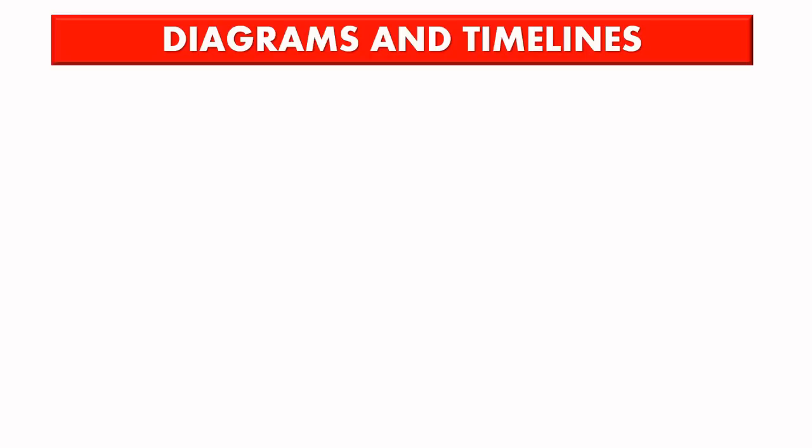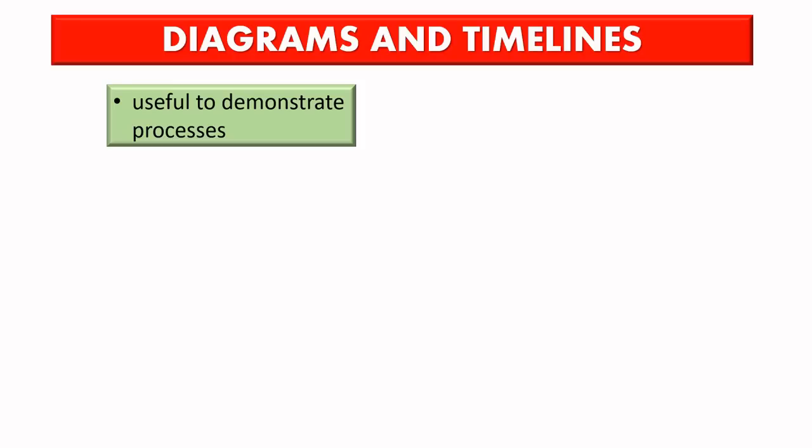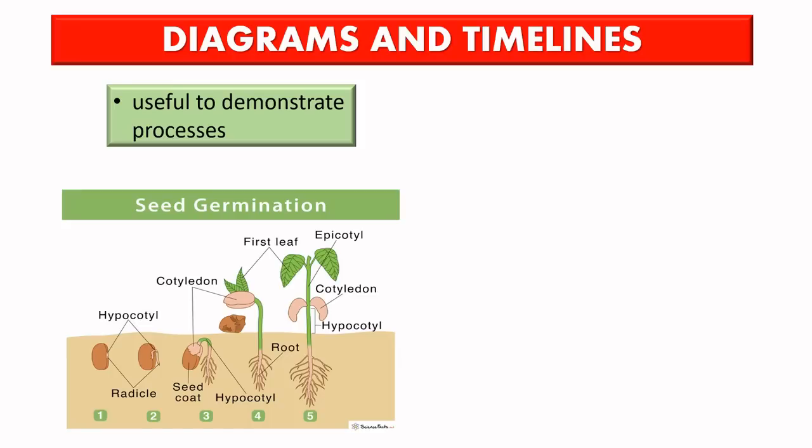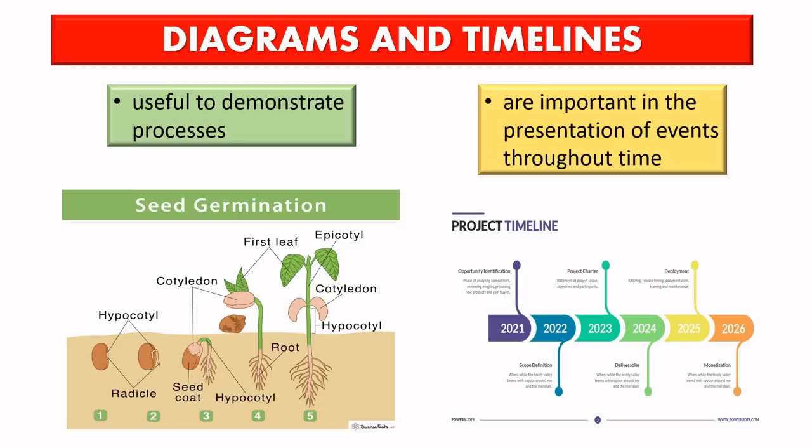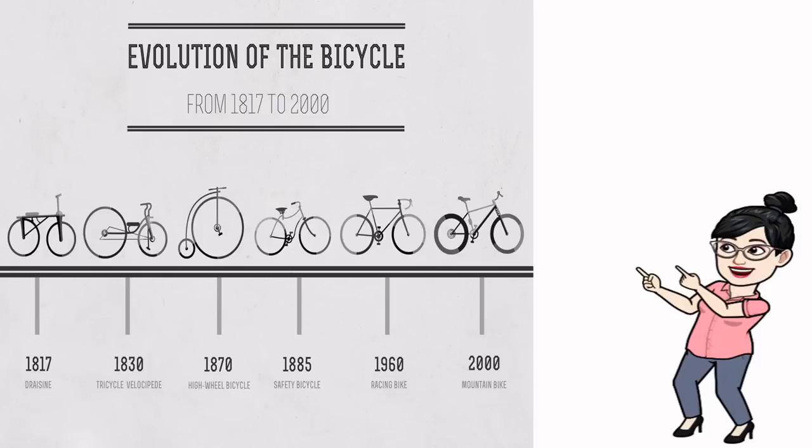Diagrams and timelines. Diagrams are useful to demonstrate processes. For example, that science textbook we mentioned earlier might include a diagram of how a plant goes from a seed to a seedling to a full-grown plant. Timelines are important in the presentation of events throughout time because they can show the passage of many years on a continuum. This timeline shows how bicycles have changed over time.